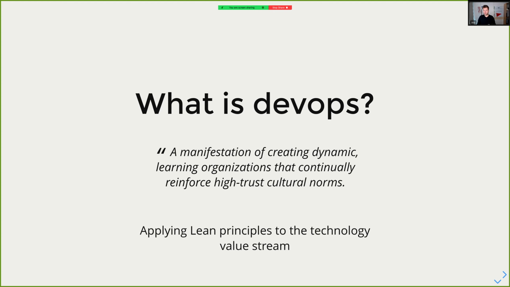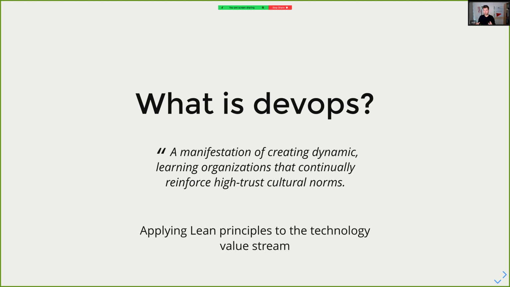But the book, the DevOps Handbook, has a quote where they try to quickly define what DevOps is. So they say, DevOps is a manifestation of creating dynamic learning organizations that continually reinforce high-trust cultural norms. We can also see it as applying lean principles to the technology value stream.